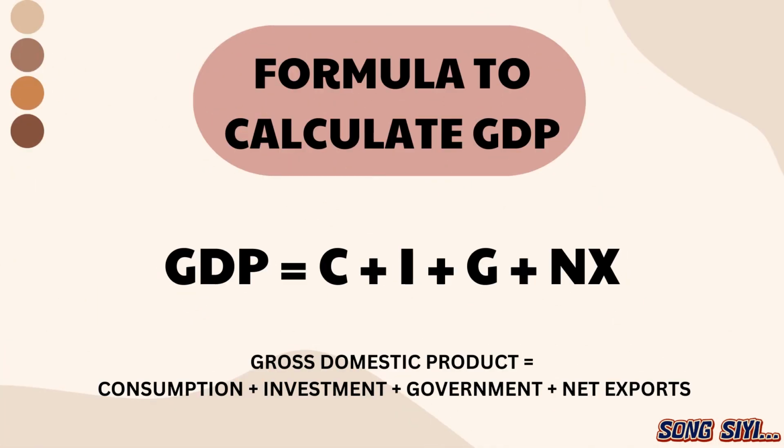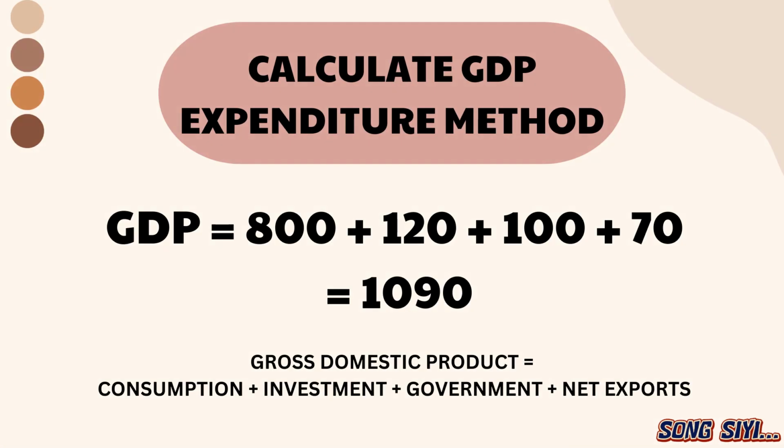So let's see the first formula, GDP. Gross Domestic Product equals C plus I plus G plus NX. C is the private final consumption expenditure, I is the gross domestic capital formation, G is the government's final consumption expenditure, and NX is the net exports. So by using this formula, GDP equals 800 plus 120 plus 100 plus 70 equals 1090. So the GDP is 1090.